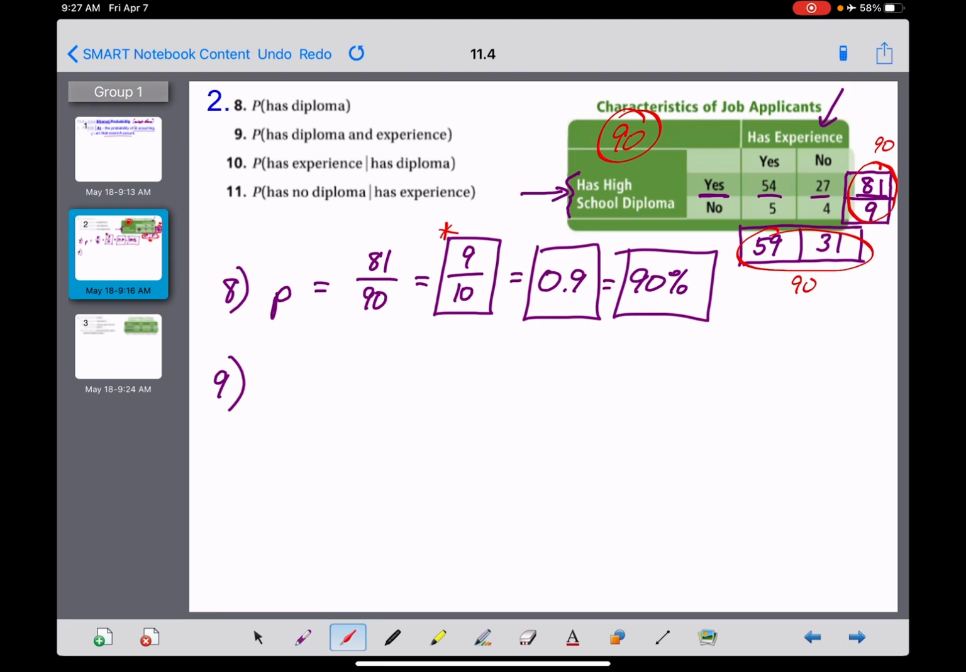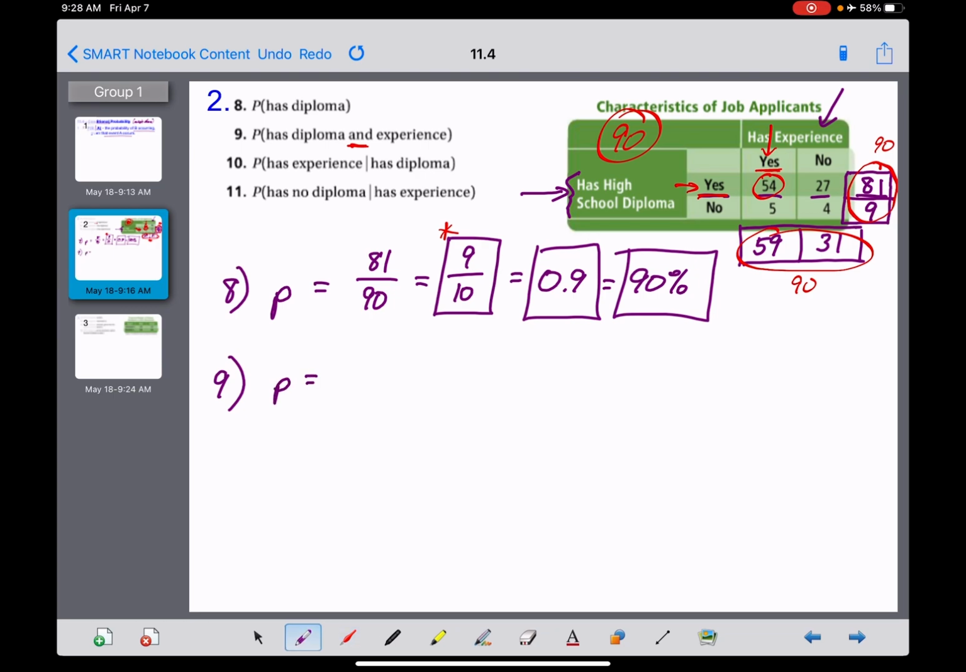Okay, how about number 9? What's the probability now that this applicant has a diploma and they have experience? So now we're looking for two unique things here. We want somebody who has a high school diploma, so that would be in the yes row right here. And then also having experience, we want to read out of this column right over here. So that 54 right there, guys, is the number of people we're looking for in problem number 9. People that have a high school diploma, so a yes here, and also a yes here for having experience.